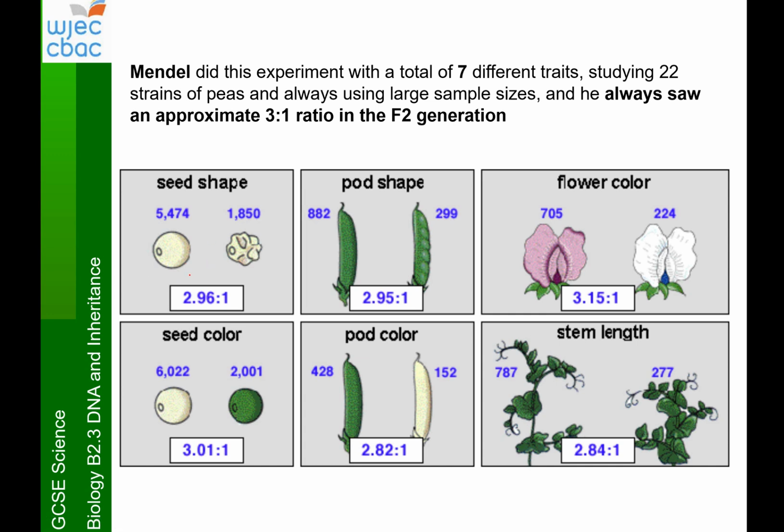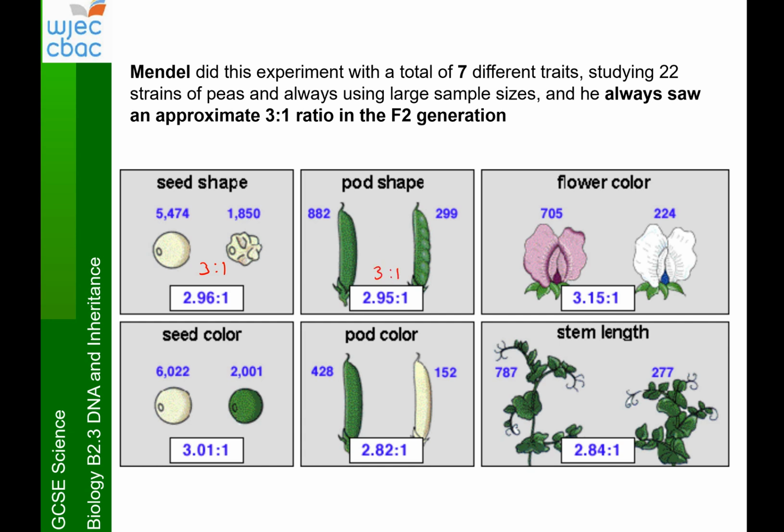So when he's looking at seed shape, we've got here our smooth and our wrinkled. Smooth is dominant to wrinkled, and he always saw a ratio of 2.96 to 1. So if we round that up to the whole number, that's our 3-to-1 ratio. Pod shape, remember I said that they would be inflated like this or constricted, so you could actually see the shapes of the peas, and 2.95 to 1. So rounded up, that's a 3-to-1 ratio.